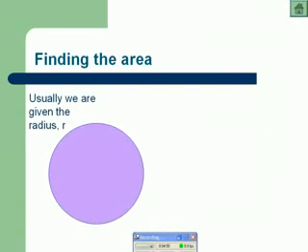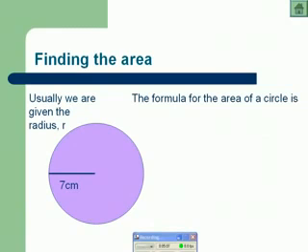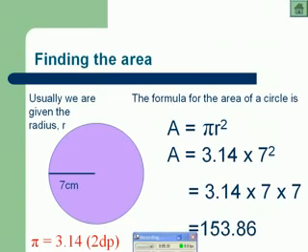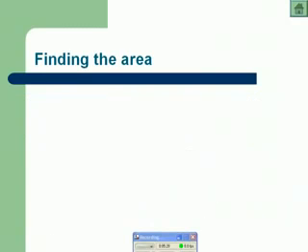So we've got to find the area of this shape. When we're finding the area, it's usually easier if we're given the radius. So our radius is 7 centimeters, and we know that our formula is pi r squared. We know that pi is 3.14, so to find the area, we're going to have 3.14 times 7 squared, which is 7 times 7, so we've got 153.86 centimeters squared.